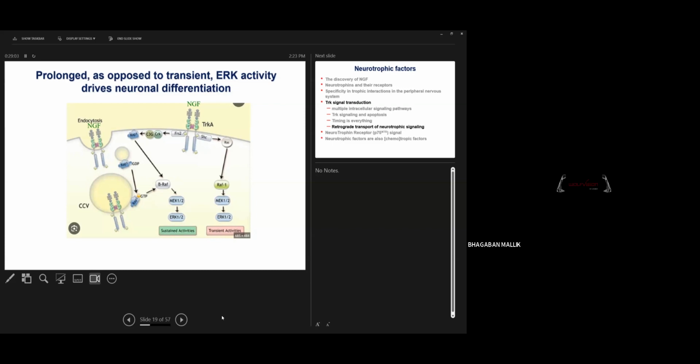Then after that you have recruitment of RAP1, which is GTP bound. In the GTP bound state, it can activate RAF, which can further initiate the downstream signaling cascade for the sustained activities. So just remember that for transient activity you need activation of a RAS protein, and for sustained activities you need activation of RAF protein, mostly RAP1 and RAF both. Okay, so that is how you have regulation of neurotrophins in the cells, for the transient and for the sustained activities.